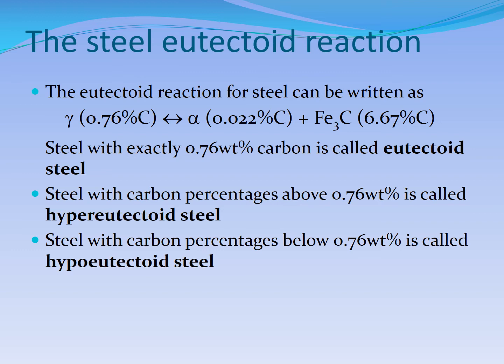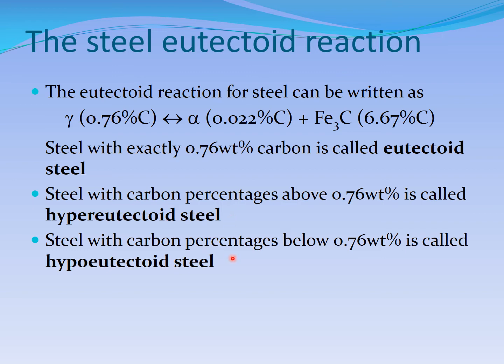0.76% carbon, for example, is eutectoid, right? 0.76 weight% carbon is eutectoid steel. So this one line only, one vertical line, is eutectoid. If the percentage of carbon is less than 0.76, it is called hypoeutectoid steel. Hypoeutectoid steel. And if the percentage of carbon is more than 0.76%, it is called hypereutectoid steel.